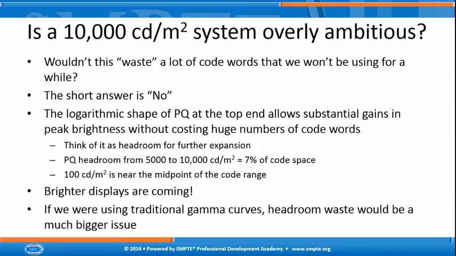So basically, we can think of our 10,000 nit range as just headroom for future expansion. The headroom it takes in PQ to go from, let's say, a 5,000 nit peak system to a 10,000 nit peak system is only about 7% of the code space. So we're not taking up large numbers of codes to reserve for that room. And another way to think about it is the midpoint of the code range is actually around 100 nits. So very typical levels today are right in the heart of the range.